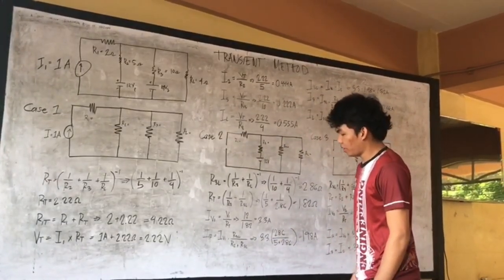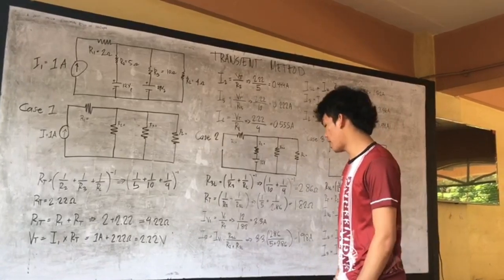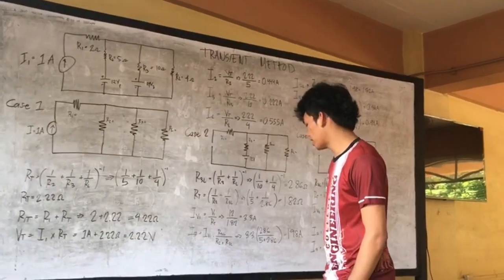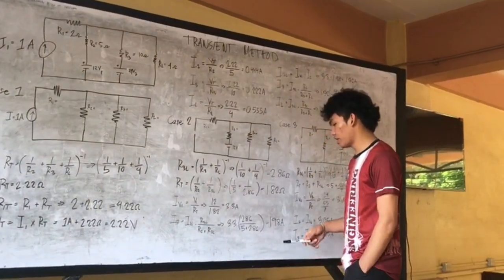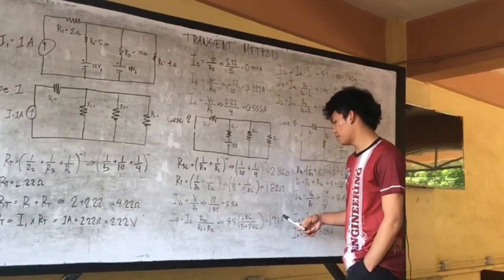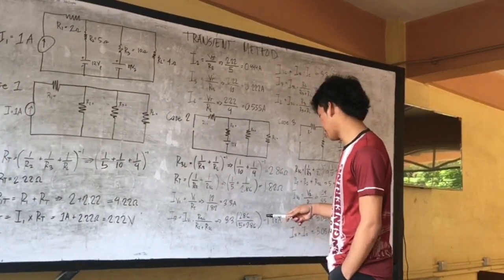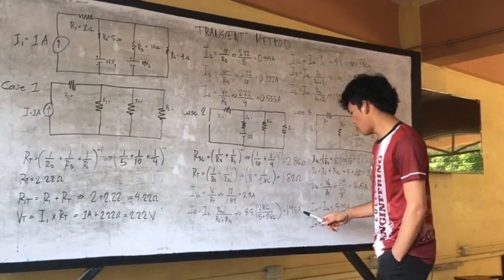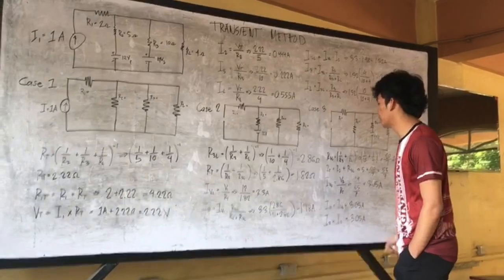Next, the I2. The formula is I V1 times R3L over R2 plus R3L. Then substitute the numbers, 3.3 times 2.86 over 5 plus 2.86 equals 1.98 amperes.